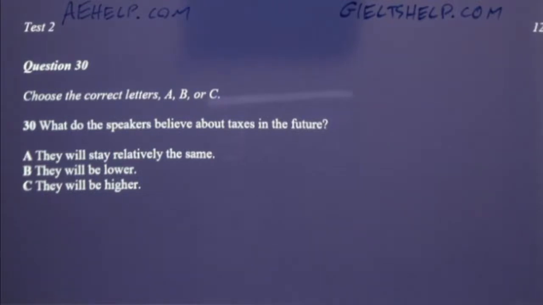That is the end of section 3. You will now have half a minute to check your answers.